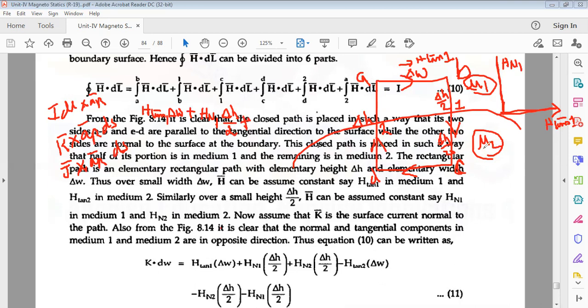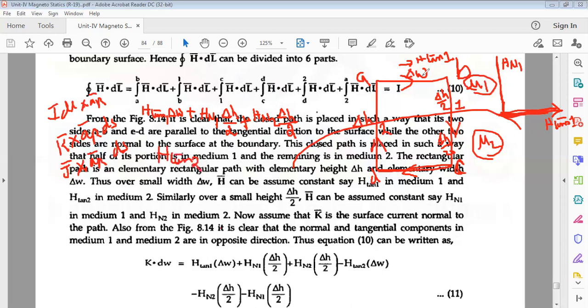1 to C is in the medium 2, that is also the normal component only, Hn2 delta H by 2. Got it, my students? Hn2 delta H by 2. We got the 3 integrals. Another 3 integrals is C to D. Observe here, the C to D is there. This is in the medium 2. So C to D is parallel to the tangential component. So you take that as H tan 2.